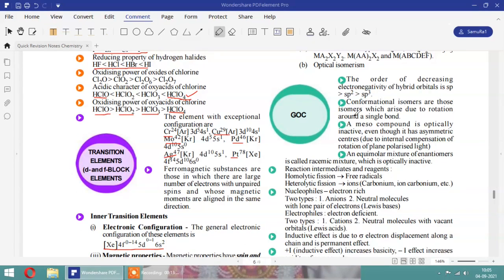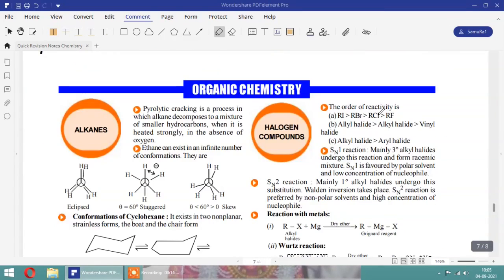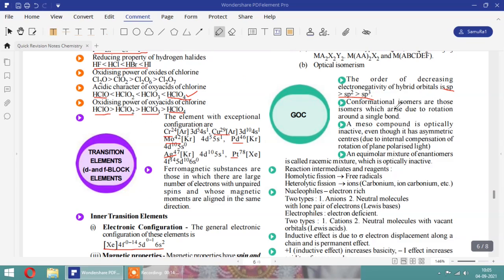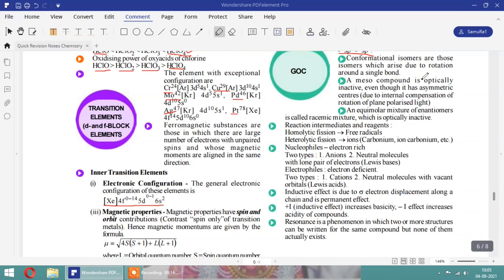General organic chemistry: the order of decreasing electronegativity of hybrid orbitals is sp greater than sp2 greater than sp3. Conformational isomers are those isomers which arise due to rotation around a single bond. A meso compound is optically inactive even though it has asymmetric centers, due to internal compensation of rotation of plane polarized light. An equimolar mixture of enantiomers is called a racemic mixture, which is optically inactive. So a meso compound is optically inactive and a racemic mixture is also optically inactive.